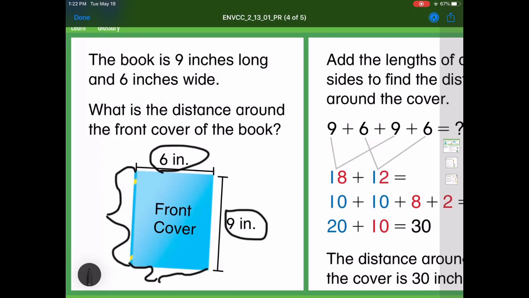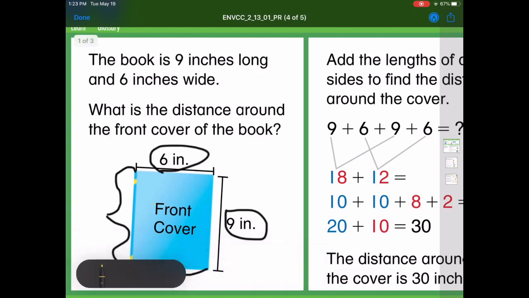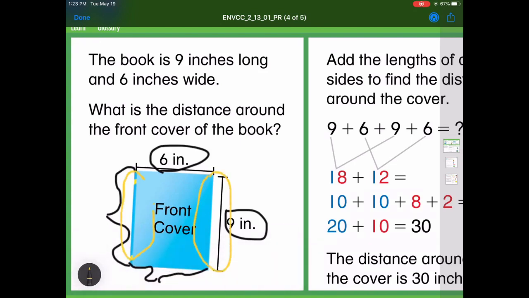What do you think, without pulling out your ruler, these other two sides would measure? What length are they? Well, I'm going to change colors here. I know that this side right here is the same length as that side, so that's 9 inches. And this side here is the same length as that side, so that would also be 6 inches.